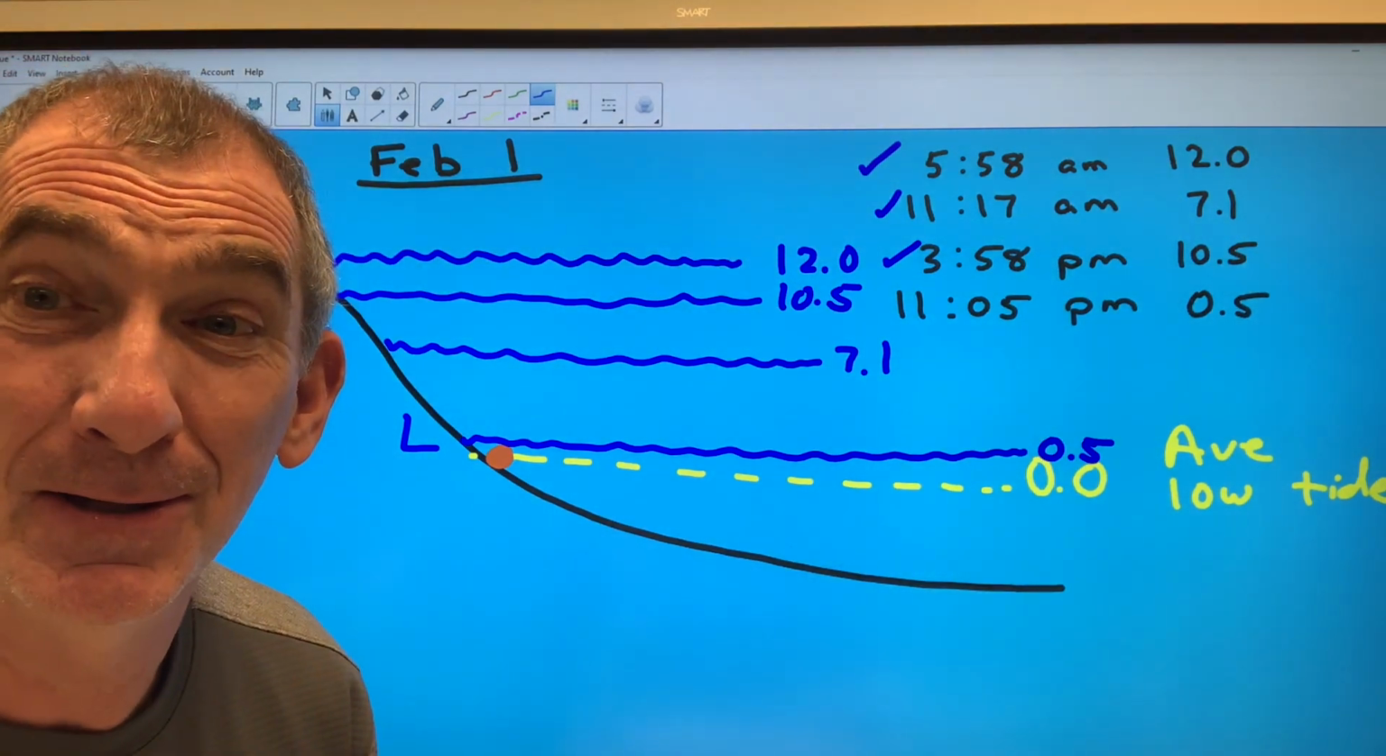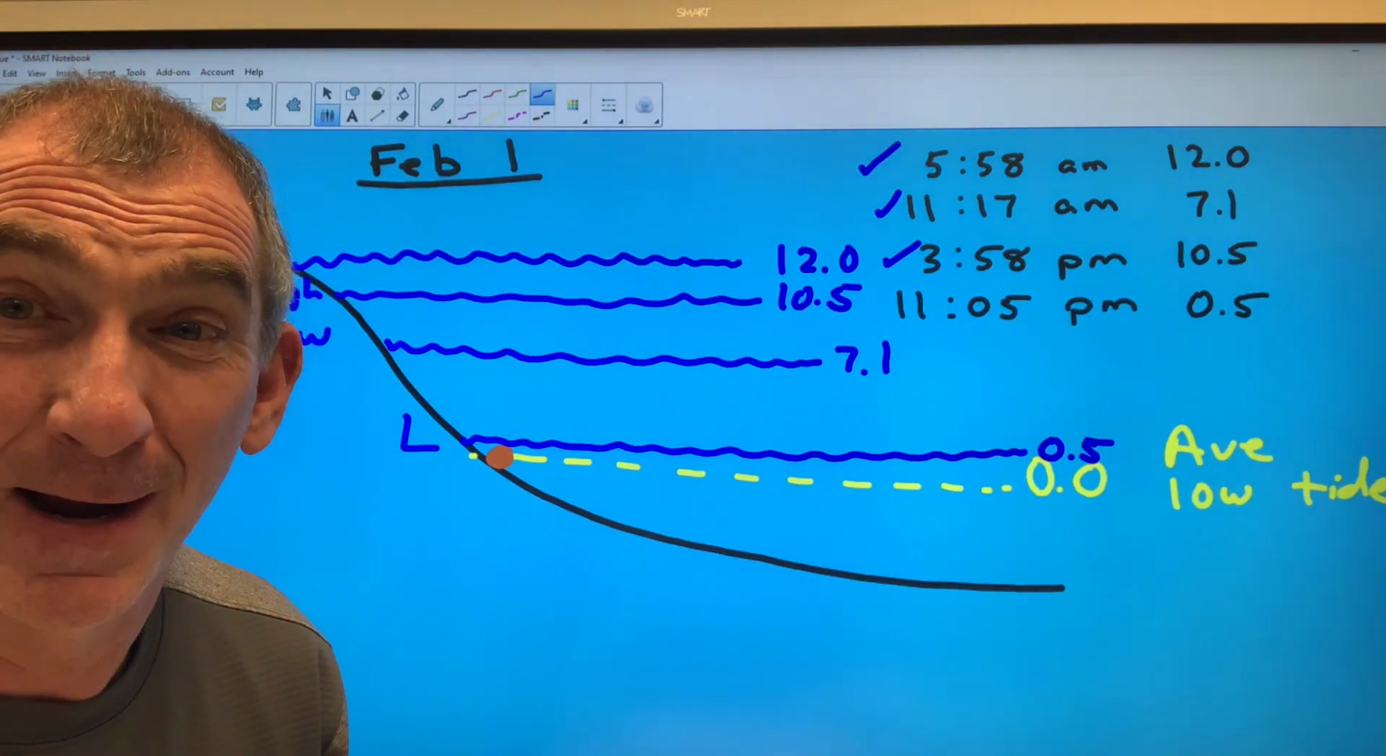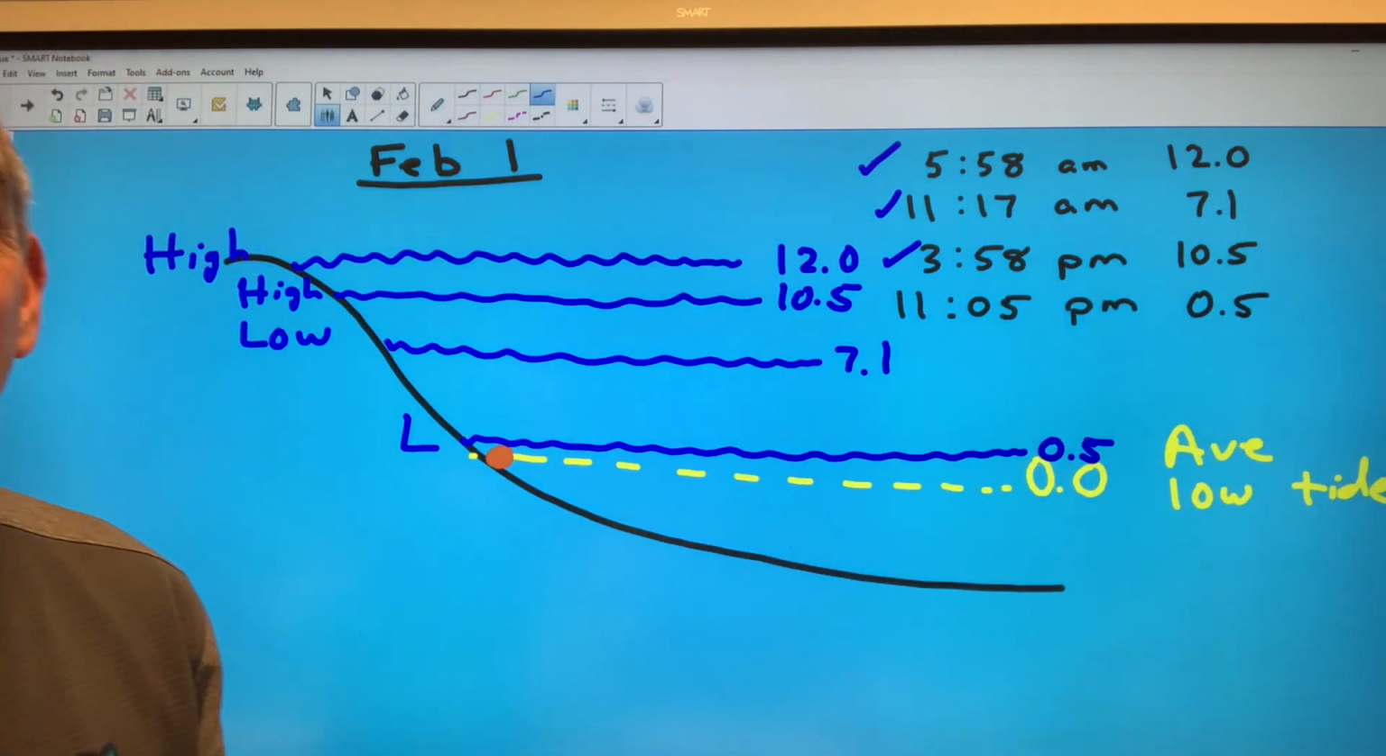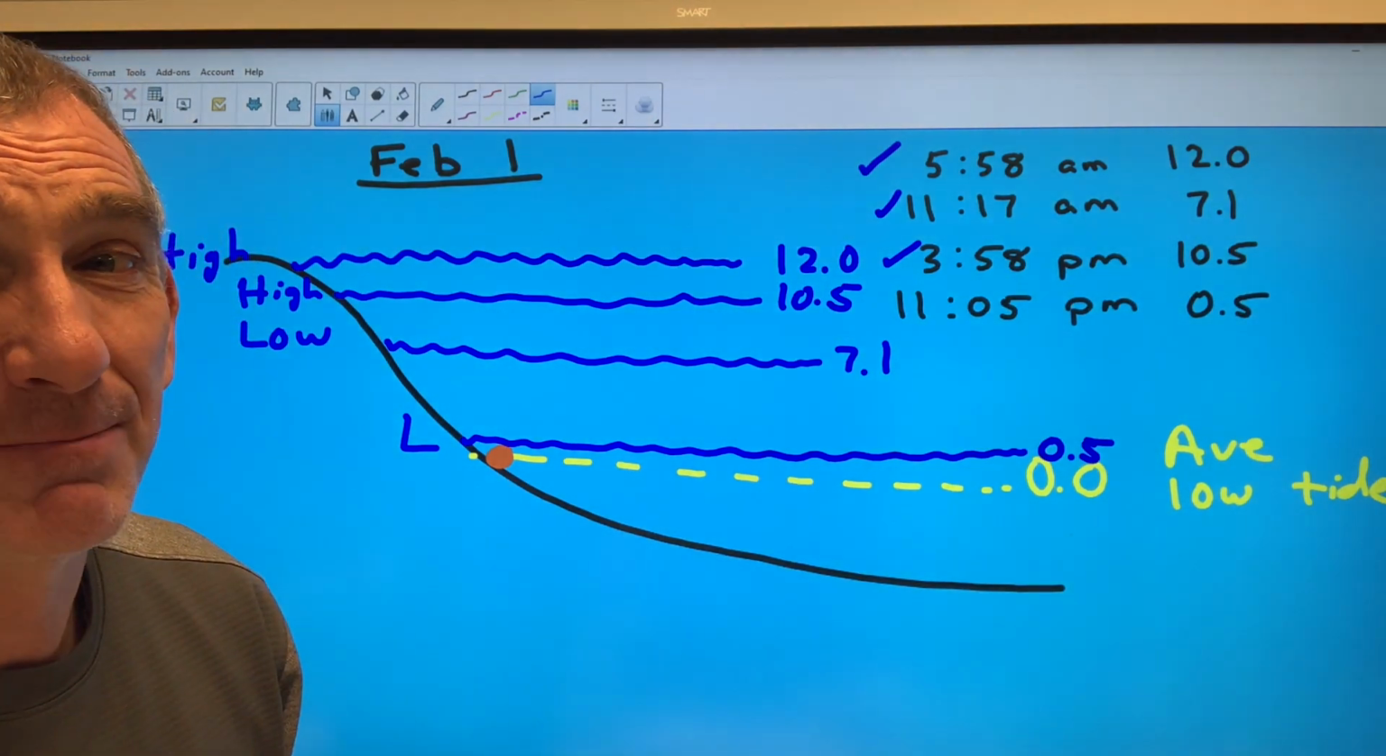And this is a pretty good low tide. You're going to see stuff down at the beach. So that's what the numbers mean.